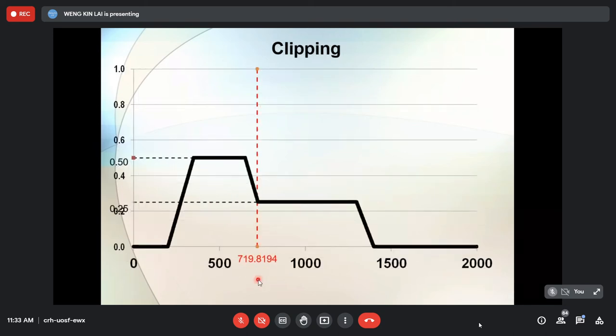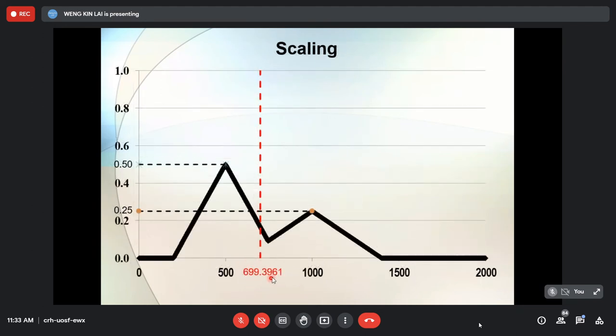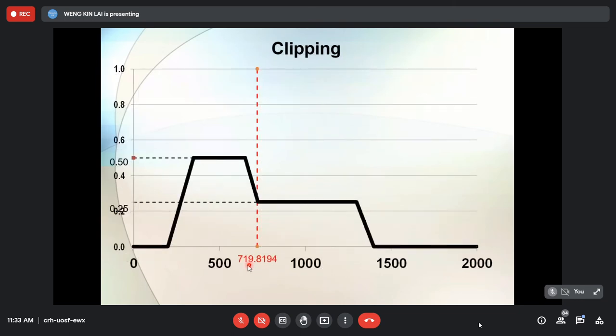So you can see here, remember, we said before, clipping introduces a larger error compared to scaling. Scaling has a smaller error. So if that is true, this will give you the more accurate answer, which is closer to 700. The first one is 719. You can see there's an error of about 20.